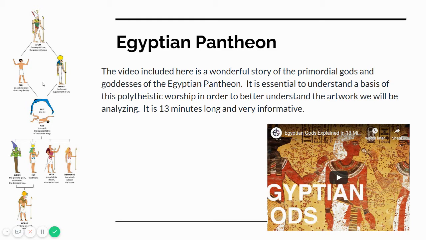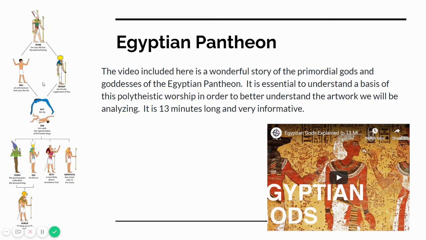The Egyptian pantheon is so expansive, and that would be a course in and among itself, right? To be able to learn about all the different gods and goddesses and their representations and how they were worshipped. But to understand the images that we need to analyze, we just need to be aware of some of the primordial gods and goddesses of the Egyptian pantheon.